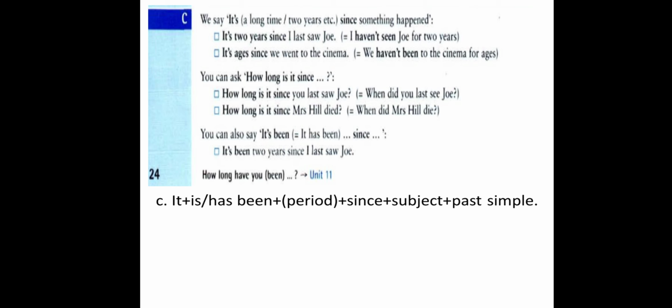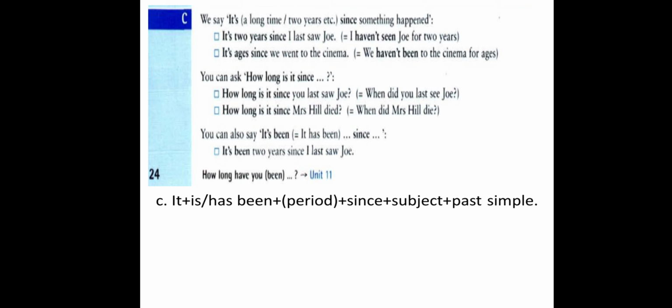Look at the first example. It is 2 years since I last saw Joe. And the second example has the same meaning. I haven't seen Joe for 2 years. This is the simple structure of a present perfect. But what is the difference between the second form and the first form? The first structure emphasizes the time. So time is brought forward at the beginning of the sentence. The period of time is brought forward to emphasize it, to highlight it. That's why it is used in this way.